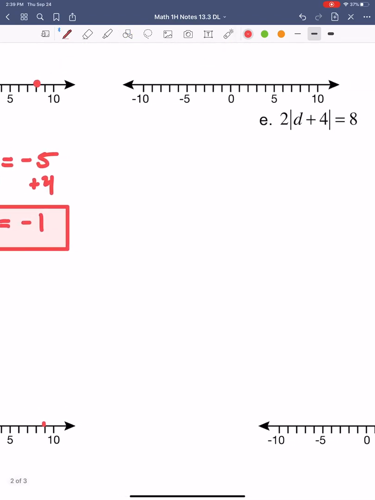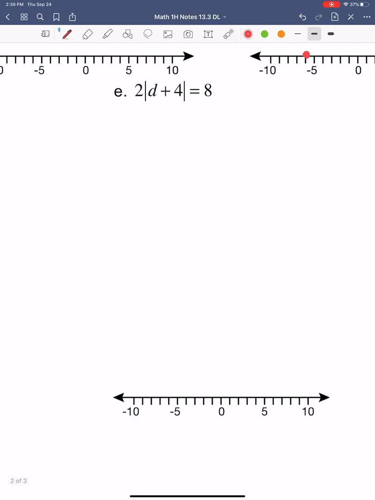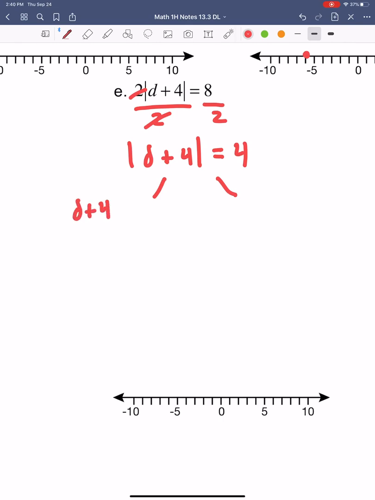Okay, moving over to letter E. All right, notice we do have a number on the outside here. We've got this 2 being multiplied to my absolute value, so I got to start by dividing by 2 to both sides. And now I get the absolute value of D plus 4 equals 4. It equals a positive number, so there are going to be solutions, and I'll break it up into my two equations here. D plus 4 equals 4, and D plus 4 equals -4. So every time you see absolute value, you should be thinking two equations here. And then we'll go ahead and solve these.